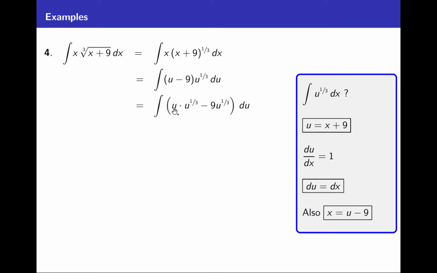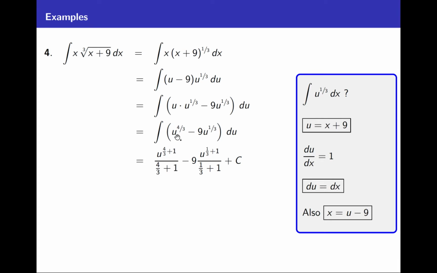Now, this product here, u times u to the 1/3, that's u to the power of 1 times u to the power of 1/3. The exponents there would add, and we get u to the power of 4/3 minus our 9 u to the power of 1/3. So we're taking the integral of that. And notice we have two powers here, a difference of two powers. So we can use the power rule for integration twice there.